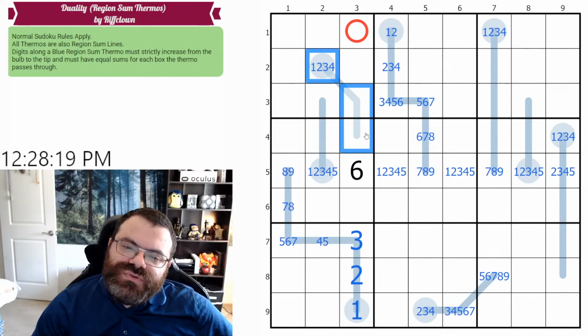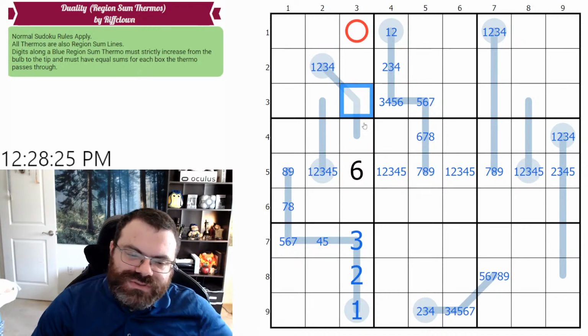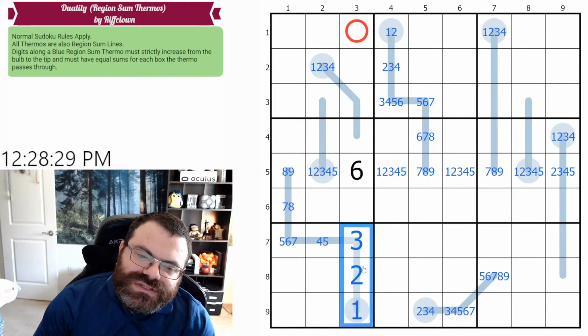Why can't we do 1, 2, 3 on here? Oh, because this can't be a 2. Oh, I see. This is at least 4. That's right, because it sees 1, 2, and 3 also. So this is 4 through 8. This is 5 through 9.